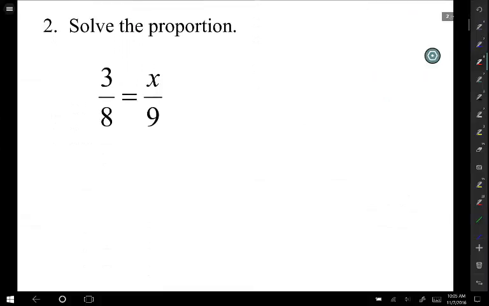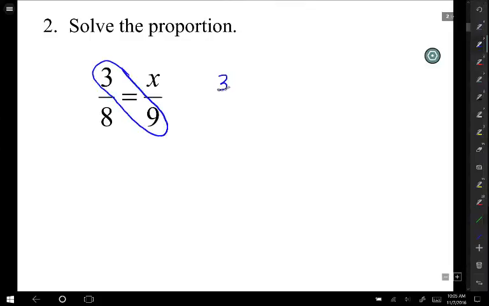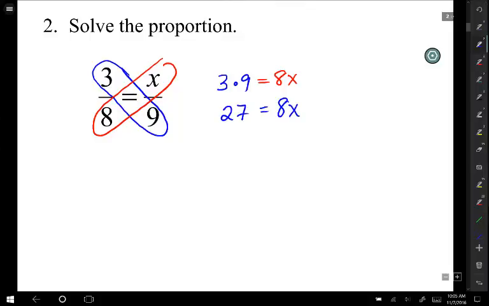Solve the proportion. Go ahead and solve it. I'll let you solve it while I talk it through. Talk about our butterfly. 3 times 9 equals 8 times x. Your goal is to work it faster than I talk it. 27 equals 8x. As I think about 27 equals 8x, I think I have to divide both sides by 8. So 27 divided by 8 on my calculator is 3.375 equals x.